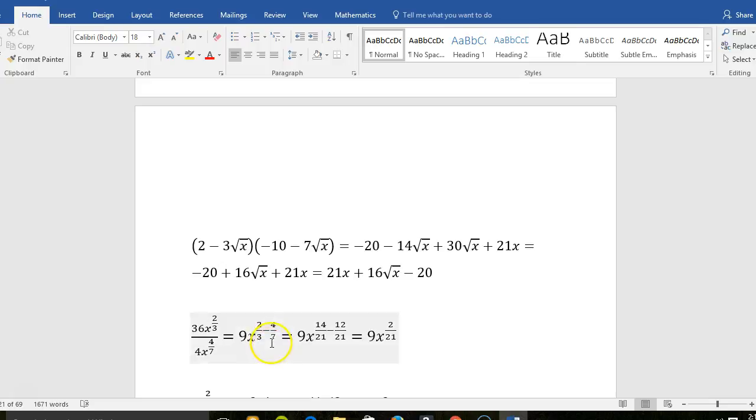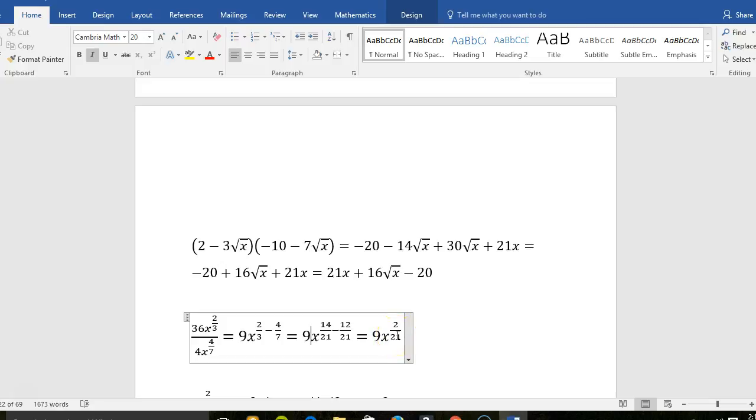And just to make this clearer to look at, let me create some space. So we have 2/3 minus 4/7. By the exponent rules, we subtract 4/7 from 2/3, like this. Now to do that, we get a common denominator, recall from arithmetic, and then 14 minus 12 is 2, so you have 2 over that common 21. So we have 9x to the power of 2 over 21.